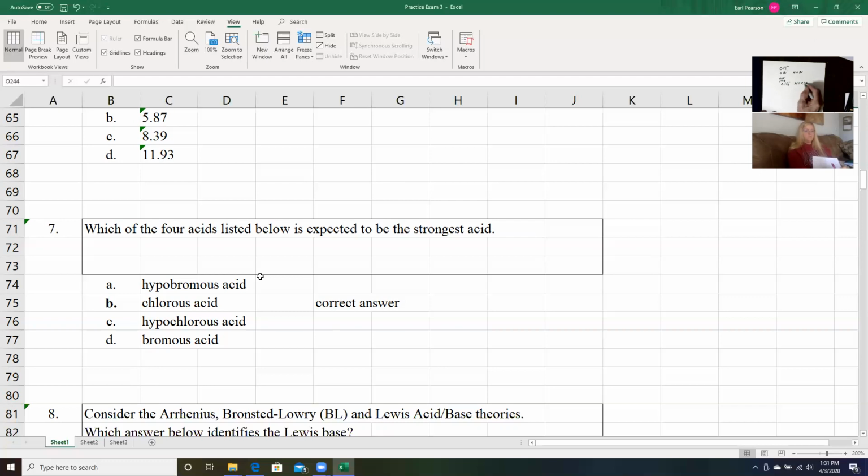HClO2. I wanted to write it like this for a point that we'll make in a moment. And then hypochlorous acid is going to be HOCl. So this one was A, this is B, this is C. And bromous acid is from bromite, so it's going to be like that one, HOBrO.